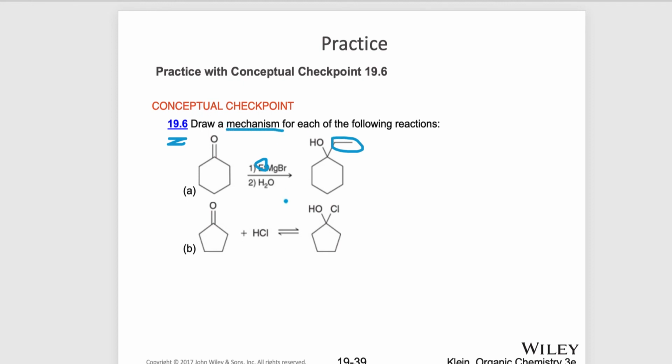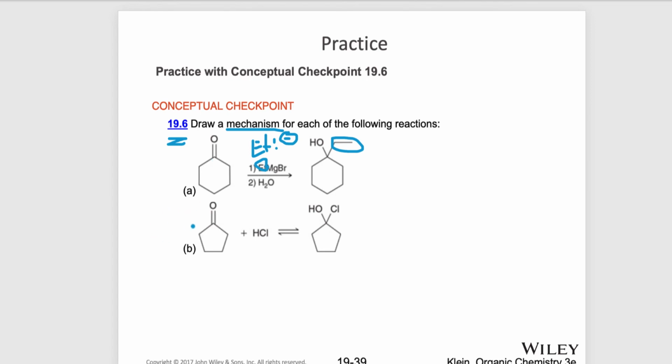So what are the conditions? Are they basic? Are they acidic? We know that Grignard means basic conditions first. You will have essentially an ethyl minus as a nucleophile. It's going to attack delta positive of the carbonyl group, and then you can work out your mechanism.